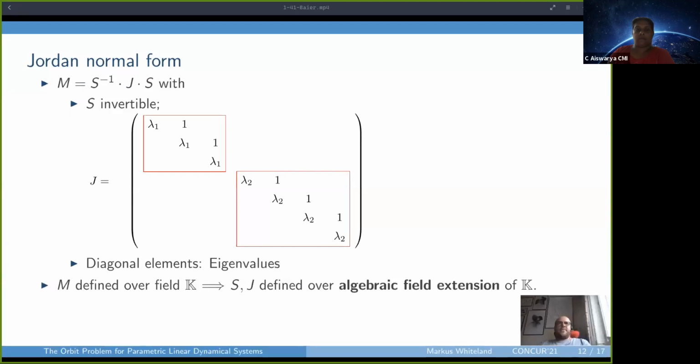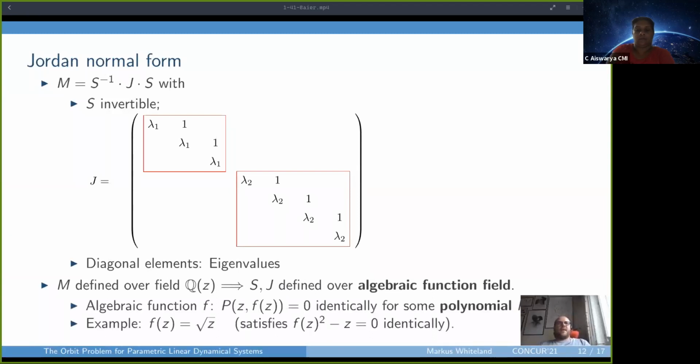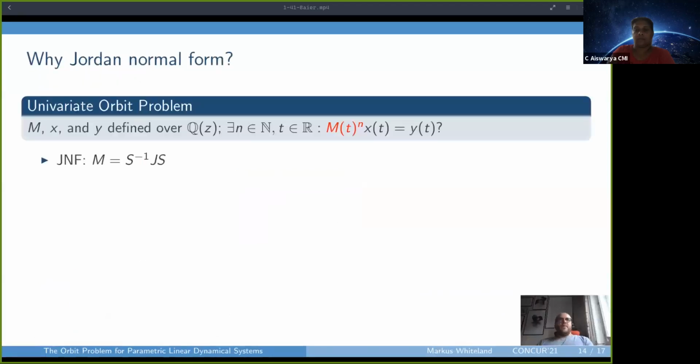Now, if M is defined over a field K, then the matrices S and J are defined over an algebraic field extension of K. Now, our M is defined over the field of rational functions. This means that S and J are defined over some algebraic function field, i.e. have algebraic functions as entries. An algebraic function is a meromorphic function that satisfies a polynomial relation with its argument. So P of Z and F of Z equals 0 identically for some bivariate polynomial P.